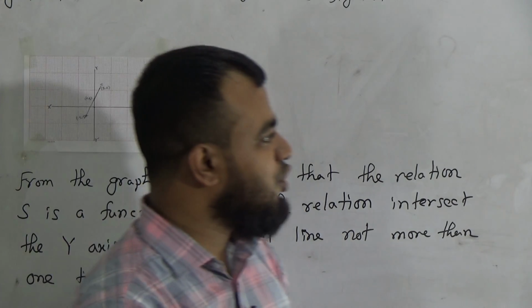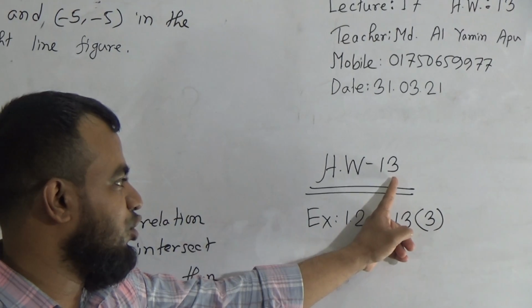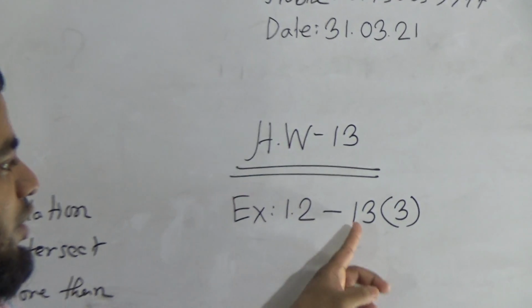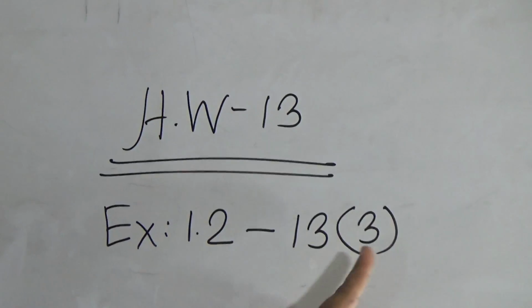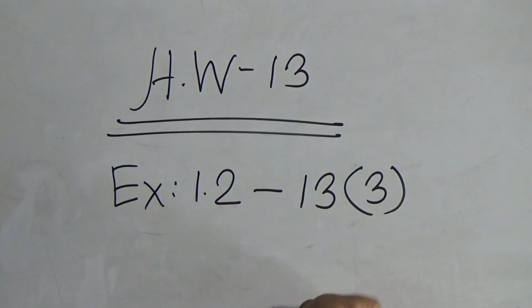My dear students, you have a homework. Your homework number is 13. Please mention the homework number in your HW copy. Your homework is exercise 1.2, question number 13, activity 3. I have solved activity 1 and you should solve activity 3 in your homework copy.